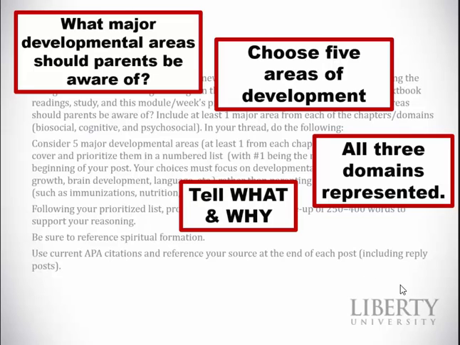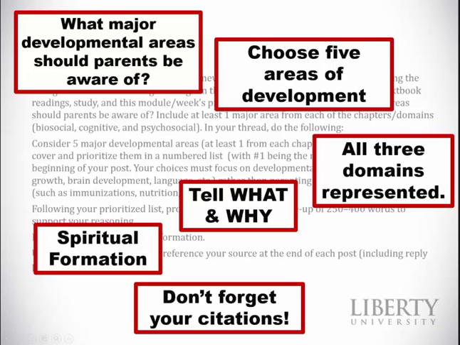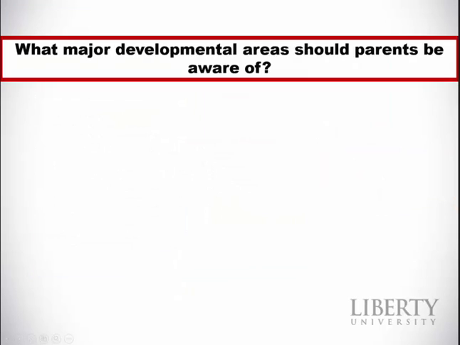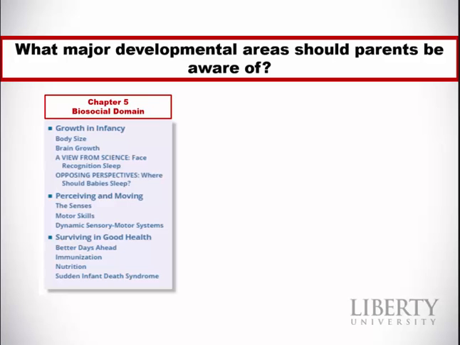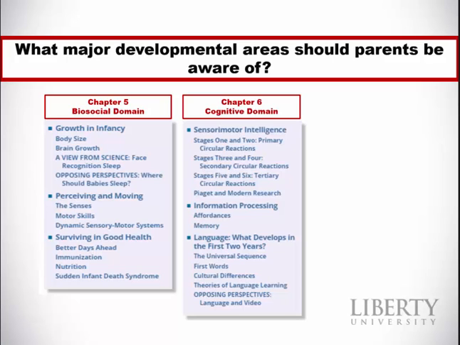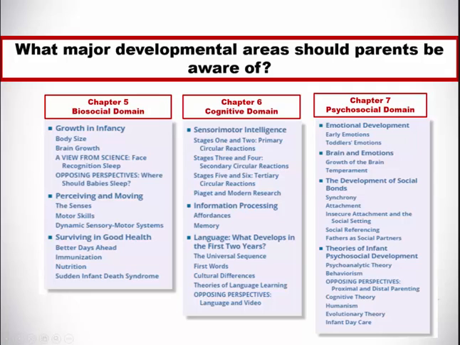Be sure to include spiritual formation, and don't forget that citations are required whenever you include information that would not be considered common knowledge. This week our assigned reading covers chapters 5, 6, and 7. The book provides an outline of topics for each chapter. As you can see, chapter 5 contains information about the biosocial domain. Chapter 6 discusses the cognitive domain, and finally, Chapter 7 looks at the psychosocial domain.